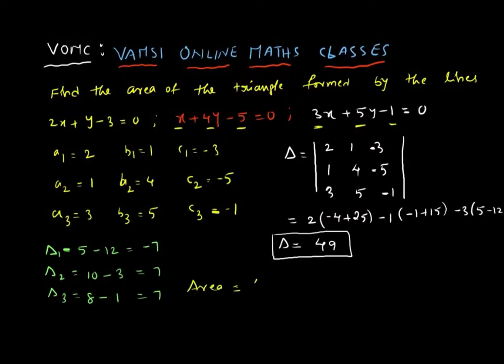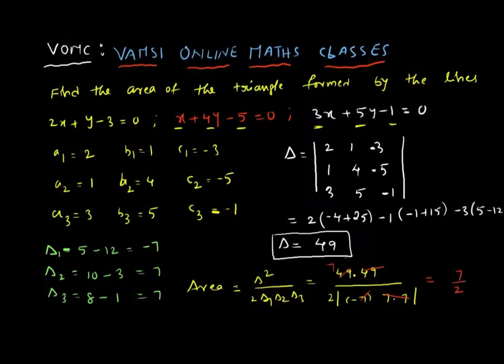Therefore the required area formula is delta square by 2 into delta 1, delta 2, delta 3. 49 into 49, because we have delta square there. So 2 into the modulus of delta 1 value minus 7, delta 2 value 7, delta 3 value 7. So we can easily cancel that. 7 7s are 49, cancel. The answer will be 7 by 2 square units.